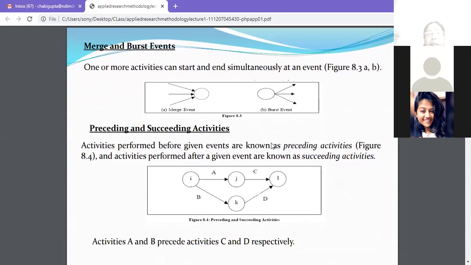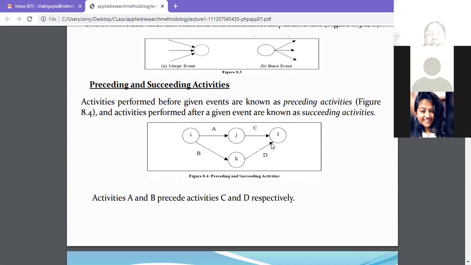Merge and burst events: a very short answer type question can come. What are merge and burst events? You should know this. When two or three arrows combine together to form an event, that is called a merge event. And a burst event is when one event disseminates to form two or more activities. All right, so that's called a burst event.